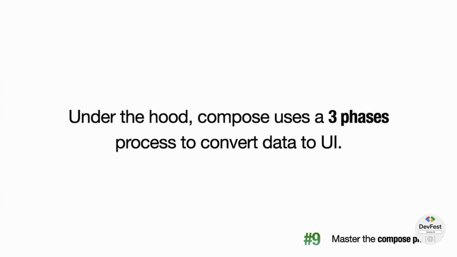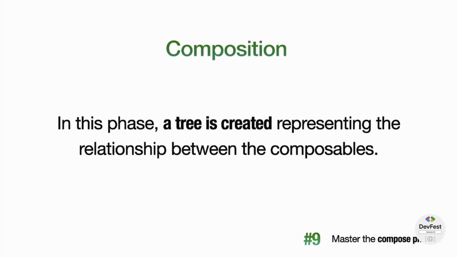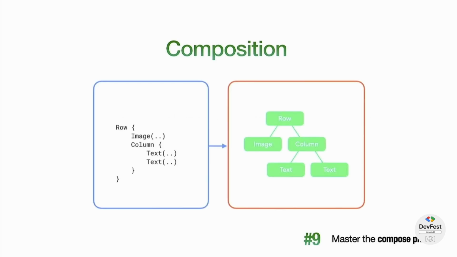Under the hood, Compose uses a three-phase process to convert data to UI. The first phase is composition. The second one is layout, and the third one is drawing. So composition essentially creates a tree representing the relationship between the composables. Imagine that we have a composable with the code like the one on the left: a row. Inside of that row, we have an image and a column. And inside of that column, we have two text composables.